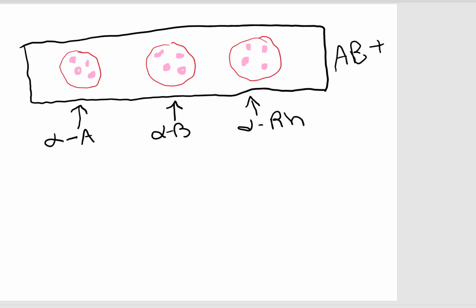So if you clump with anti-A, the only way you could have agglutinated and formed those clumps is if you had the A sugar. You are what you clump. If you clumped with anti-B, then you have the B sugar. If you clumped also with anti-RH, then you have the RH protein, and you would be AB positive. What if you saw this?